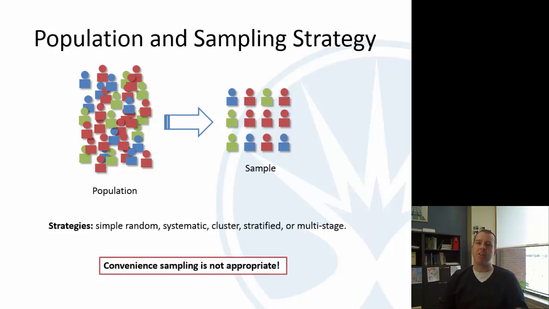Final note here, I mentioned this earlier about walking up. Convenient sampling is not appropriate. You will lose a lot of points on the project if all you do is just go up in the hallway and ask people. You have to have some type of strategy that makes it random, and you have to somehow try to make it representative. So some things to think about there.